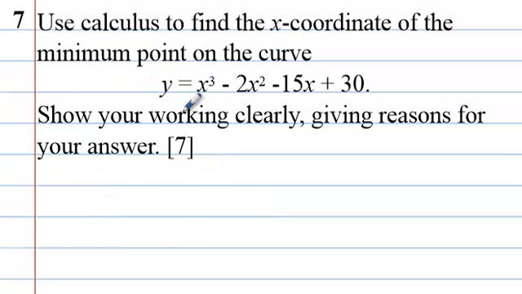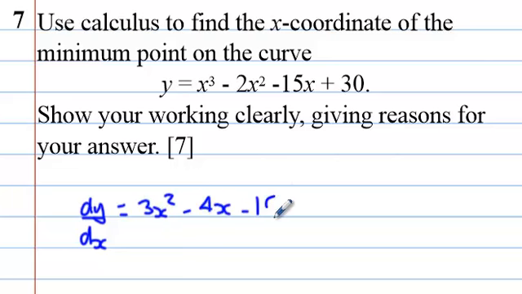Question 7, use calculus to find the x coordinate of the minimum point. So we need to differentiate to find the stationary points of this function. So we'll get 3x squared minus 4x minus 15 by differentiation. Put that equal to 0 to find the stationary points.